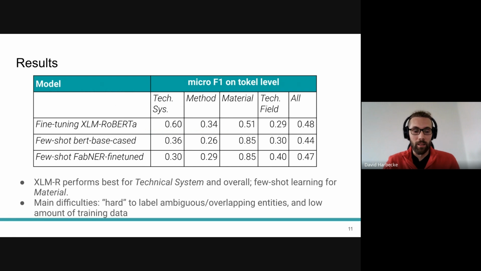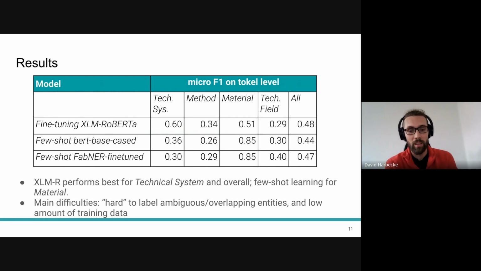The fine-tuned model has somewhat different results for the entity types than the few-shot model. This may be both due to differences in documents for training and validation, but it also may be due to the different approaches. For example, the technical system is much better detected by the fine-tuned model, whereas material, for example, is detected much better by the few-shot model.